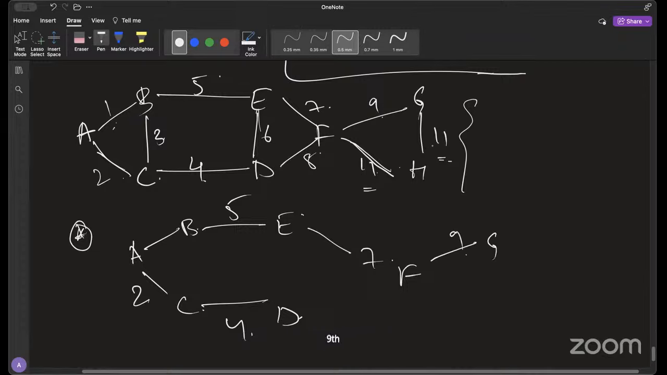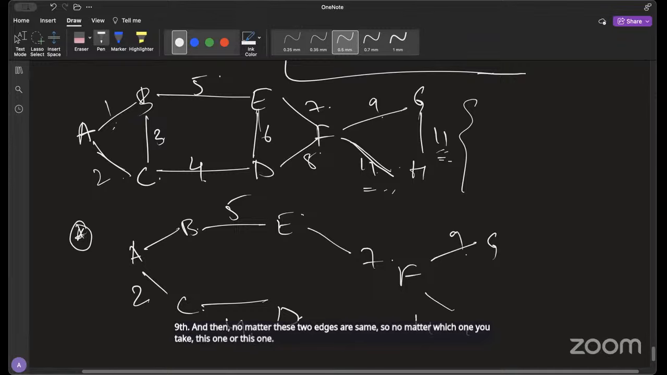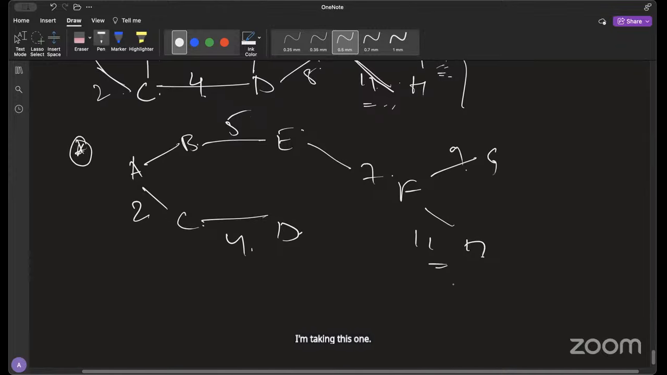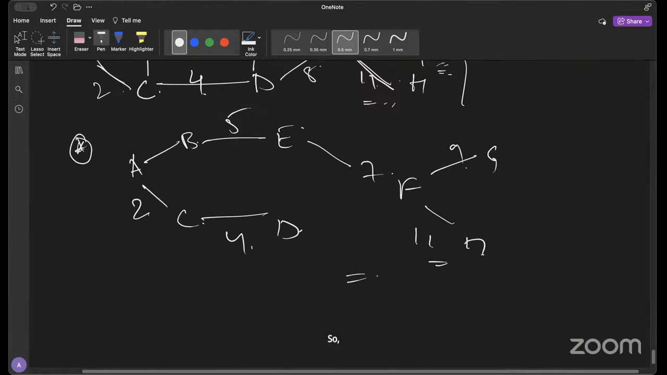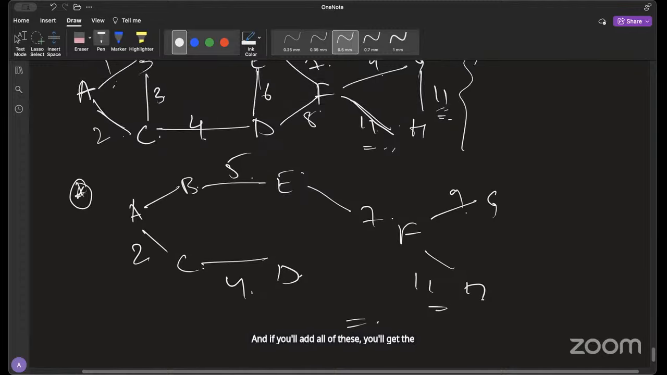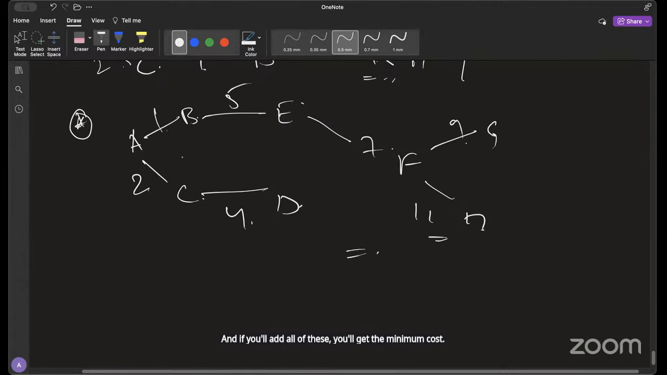And these two edges are the same, so no matter which one you take, this one or this one, I'm taking this one. So this is a minimum cost spanning tree, or you can remove this one and have this edge. That's also a minimum cost spanning tree. And if you add all of these, you'll get the minimum cost. This is one. Is this fine?